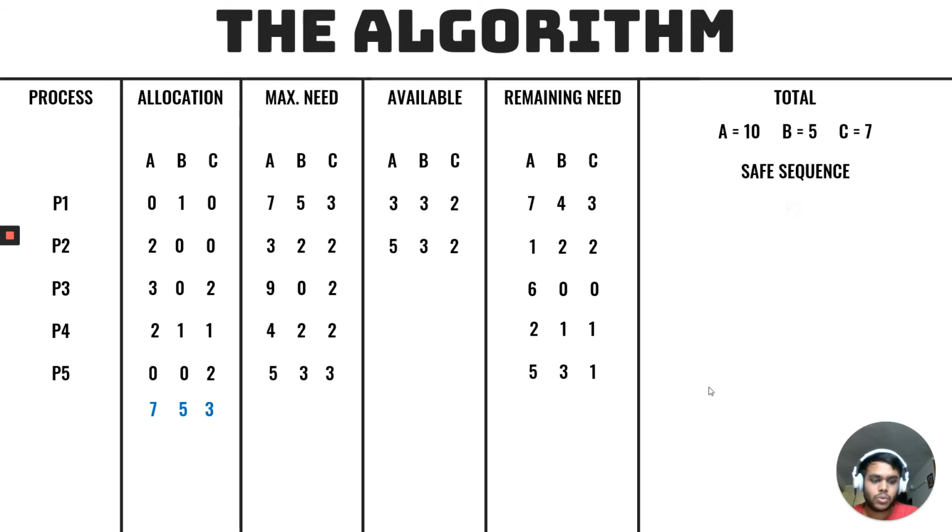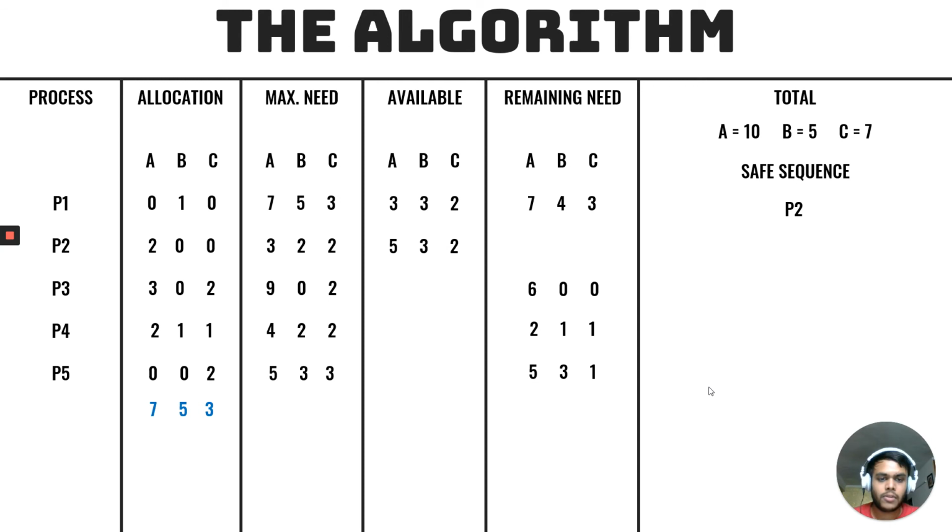We provided P2 with that and we put it in the safe sequence. Now P2 is executed completely and is out of the picture, and the amount of resources it was holding is also released. Now that means we have 5, 3, 2 of availability. That's increased. Okay. Now we move on to P3. It needs 6 units of A, but we clearly have 5, so we'll skip it.